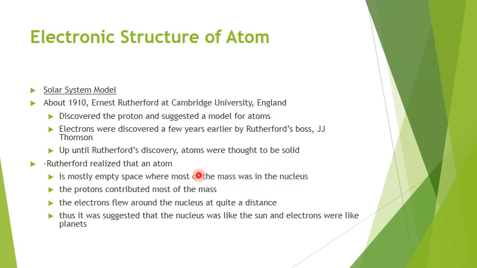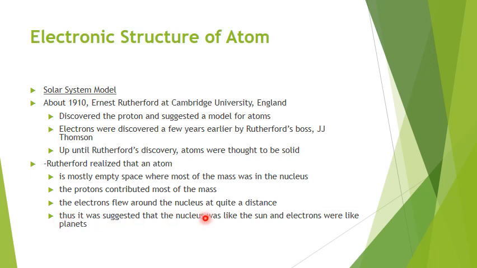And we'll see how that relates to the solar system in a minute. But you kind of can think about it, it's just like a solar system. We have the sun, which actually contains most of the mass of the solar system. And then there are wide areas of space between the planets. So the protons contribute to most of the mass because they're in the nucleus. And then he said the electrons fly around the nucleus at quite a distance.